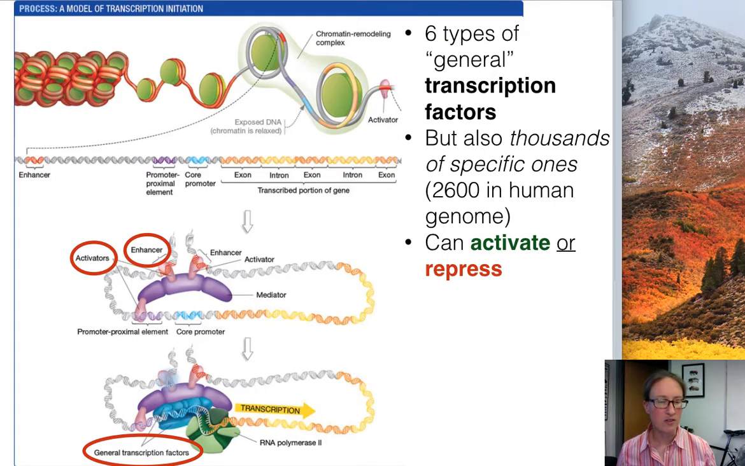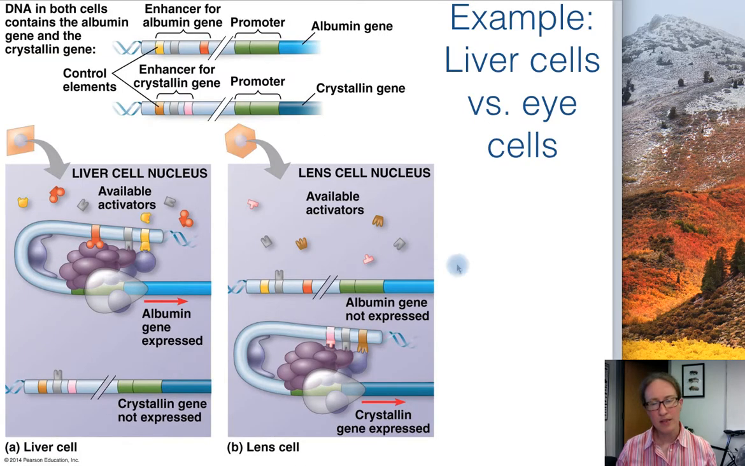And these factors can behave very similarly to what we saw for repressors in prokaryotic organisms. Some of the transcription factors will function as activators. Other transcription factors will act as repressors. And so really it's the specific combination of activators and repressors that are present in any particular cell that determine which genes are turned on within that cell.